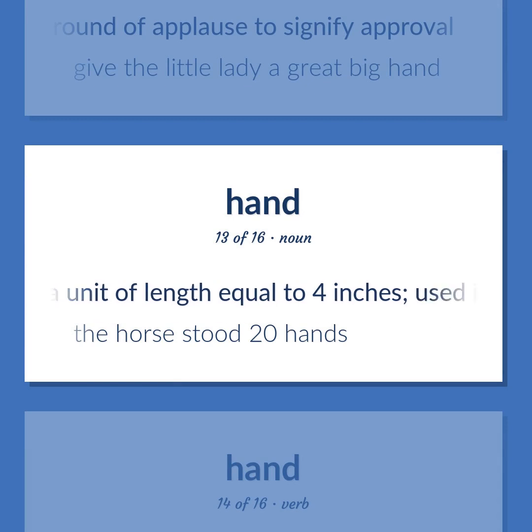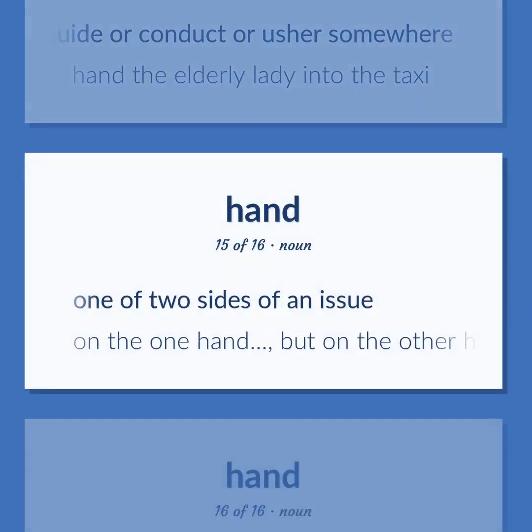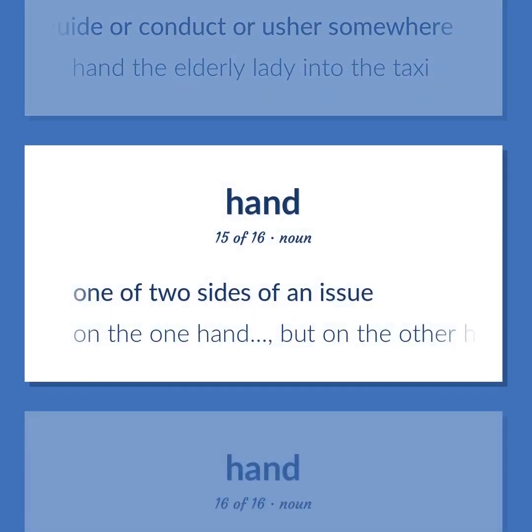A unit of length equal to 4 inches, used in measuring horses. The horse stood 20 hands. Guide or conduct or usher somewhere. Hand the elderly lady into the taxi. One of two sides of an issue. On the one hand, but on the other hand.